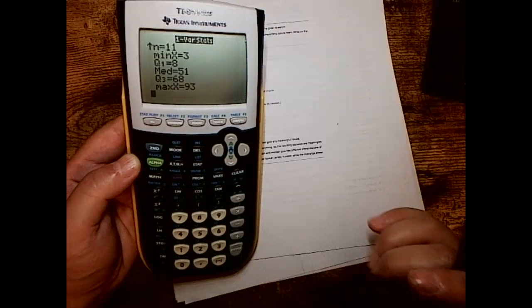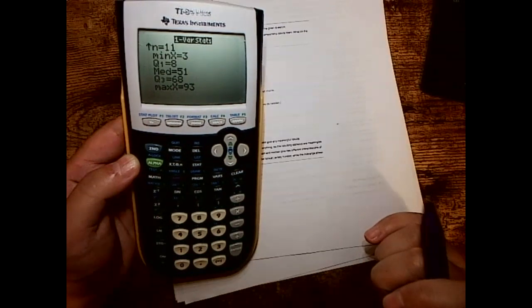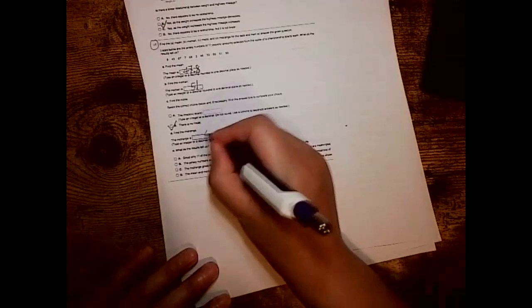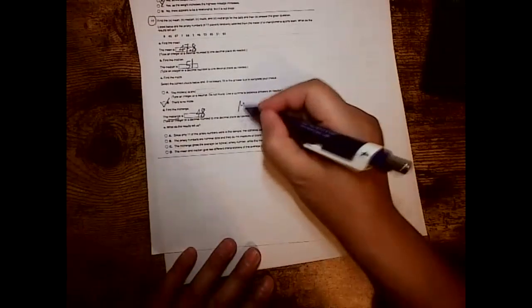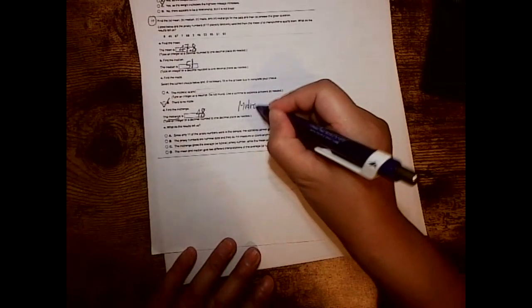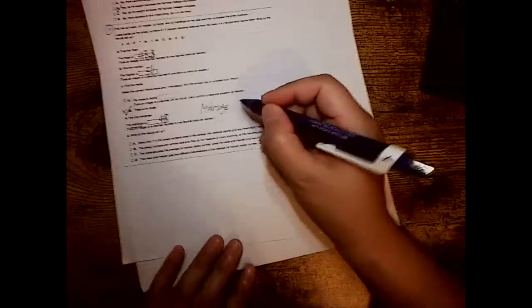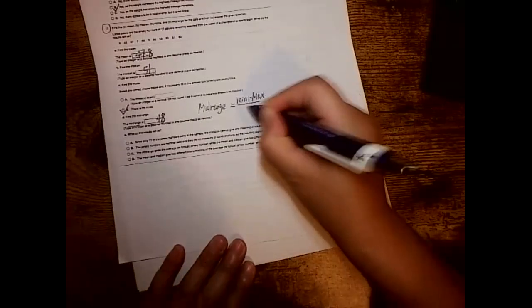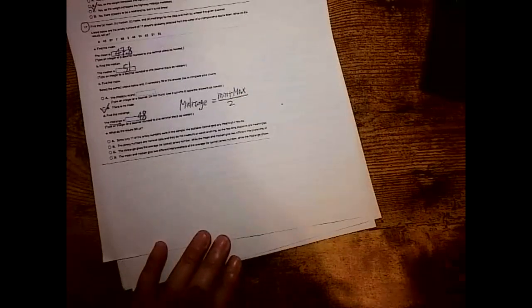Okay, do it again, please. Minimum is 3, maximum is 93. Add them up, 96 divided by 2, what do you have? 48, right? Dustin is right. That's exactly what I said. Based on my experience, mid-range is different from range. Mid-range is a measure of center. The mid-range formula is mid-range equals minimum plus maximum, all over 2. It is the average of the minimum and the maximum. Please don't forget that.